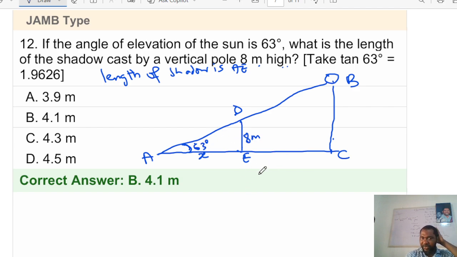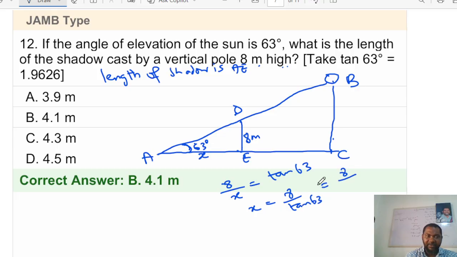I thought it was something more complex. I would have shown you guys some mathematics skills. So 8 is opposite, so I'm going to say 8 over x is adjacent. 8 over x is equal to tan 63. So that means x now is going to be 8 divided by tan 63.